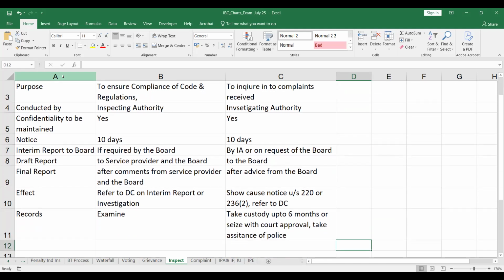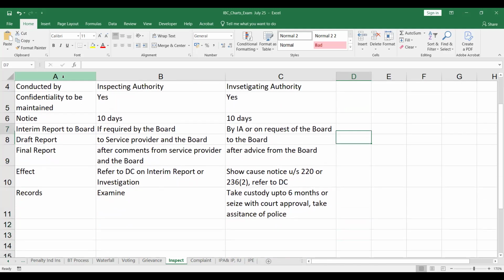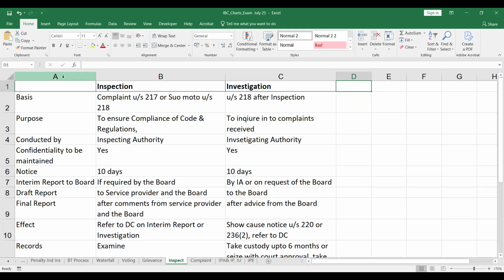Regarding records, it has the power to examine the records. Now let us see the provisions regarding investigation. Normally, investigation is preceded by inspection, although it may not be necessary. Direct investigation may also be started. The purpose is to inquire into a complaint received. The investigation is conducted by the investigating authority. Confidentiality, of course, has to be maintained. Normally, they will give 10 days notice, but that may be dispensed with, with reasons to be recorded in writing.